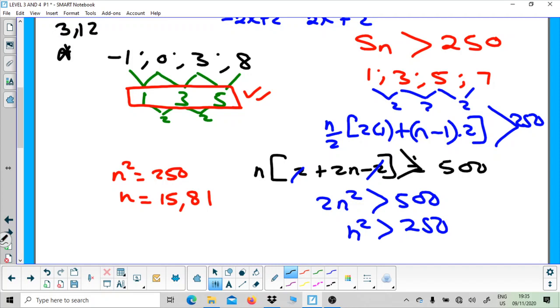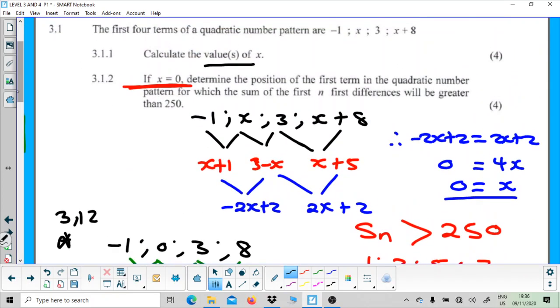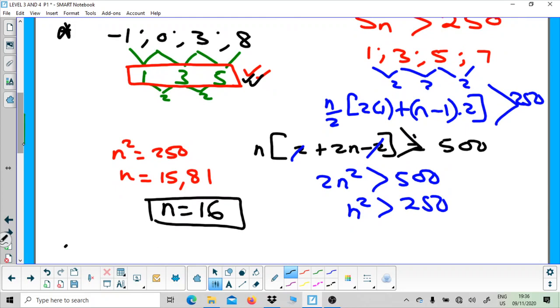Yes. So the next term: if I have 16 on the arithmetic, on the first difference, I must have 16 terms. If I have 16 terms, let's go back to the question. Let's remind each other. Determine the position of the first term in the quadratic sequence number pattern for which the sum of the first n terms will be greater than 250. We know that the arithmetic sequence must have 16 terms. That will be the first one that will make it greater than 250 if we sum 16 terms.